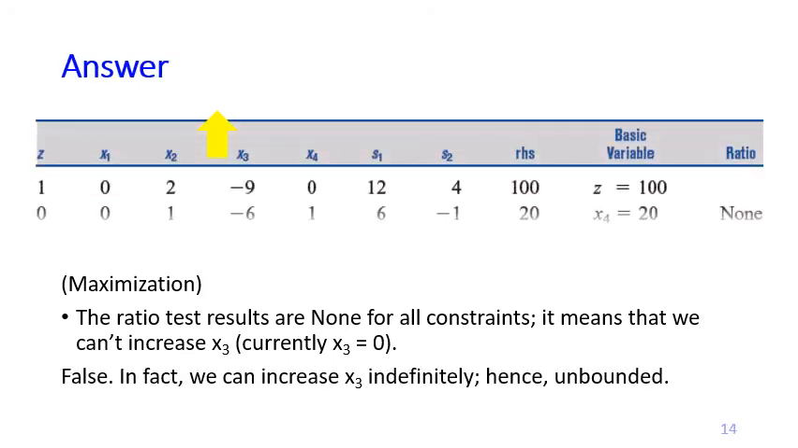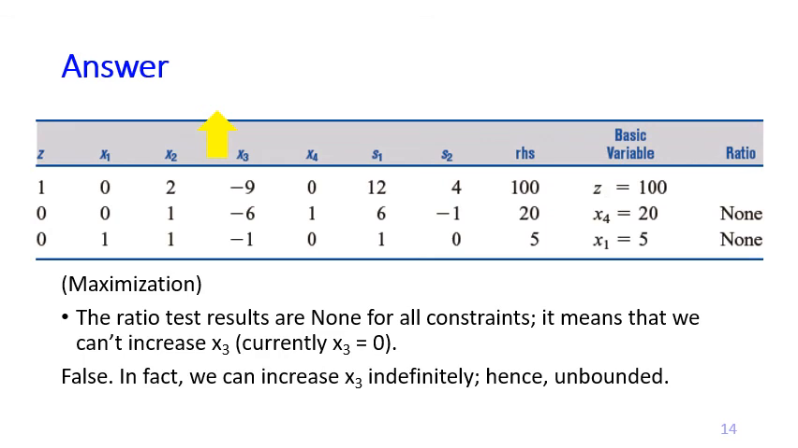Well, the answer for this problem is false. In fact, we can increase x3 indefinitely. The ratio test being none for all constraints means that for the entering variable x3, you may set the value as large a positive number as you want. And that's why this problem is called unbounded.